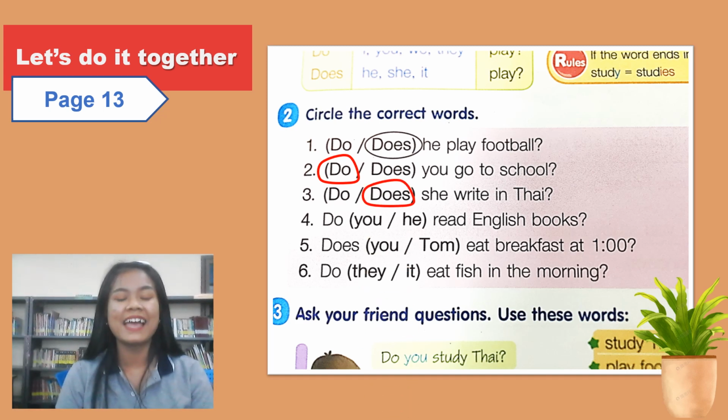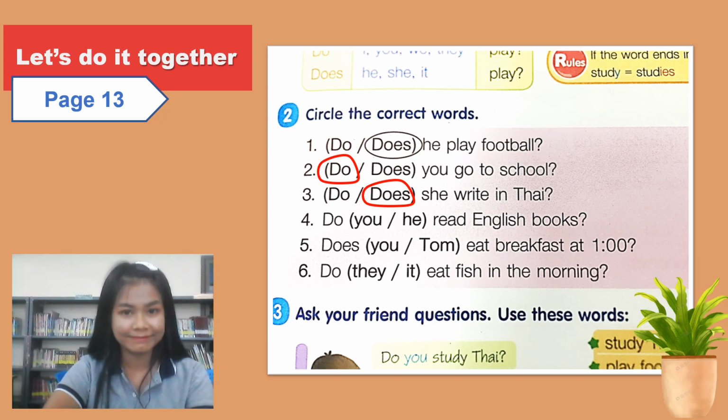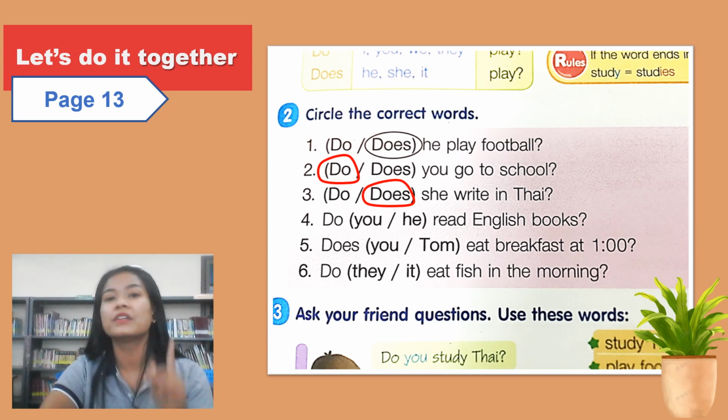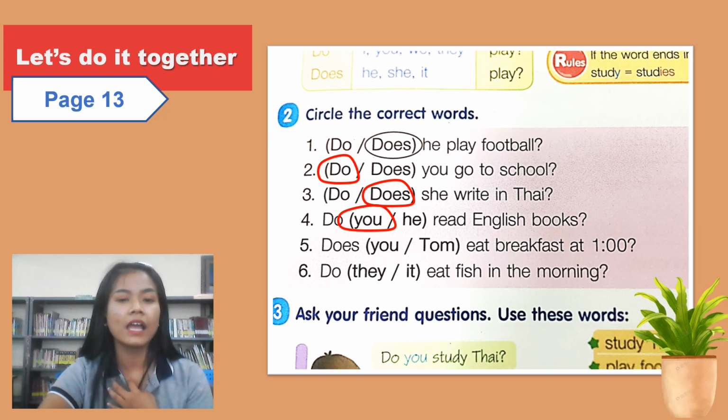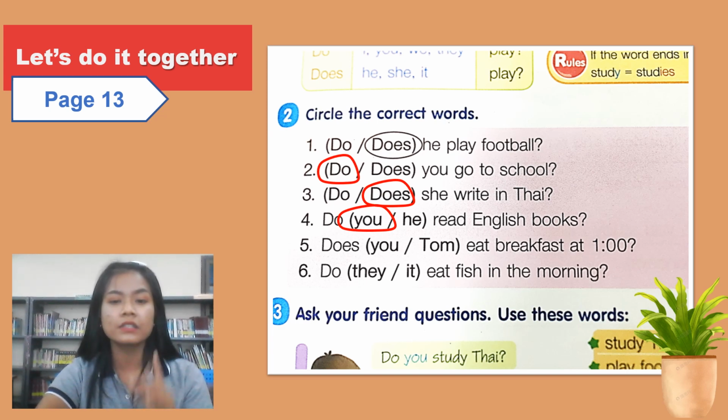Correct. Next, do you or he read English books? Yes, we will use you. Excellent. For next, number 5. Does you or Tom eat breakfast at 1 o'clock? For number 5, we will use Tom because Tom is only one person.